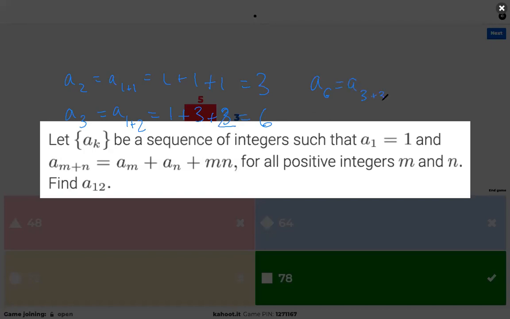Or A3 plus 3. So A3 was 6 plus 6. And then times 3, plus 3 times 3, which is 9. So this is 21. And to get A12, we have to do A6 plus 6. So 21 plus 21 plus 6 times 6, which is 36, and that is 78. So the answer was 78.